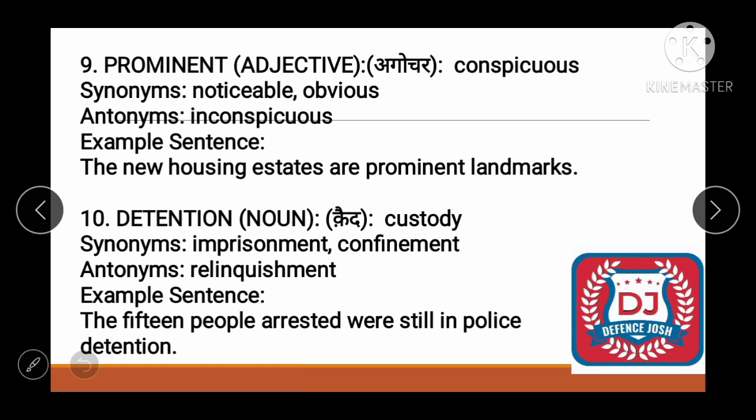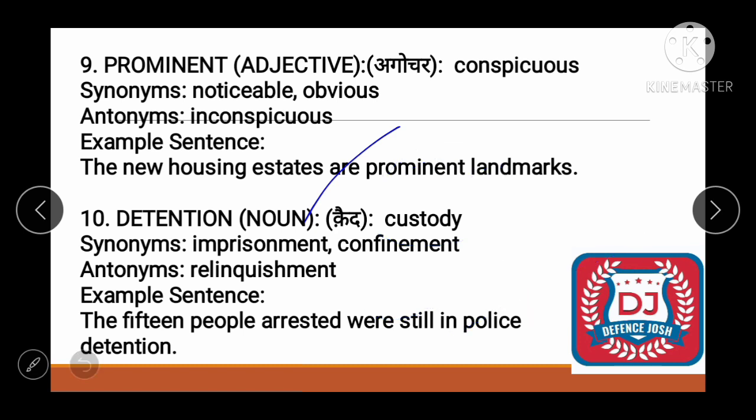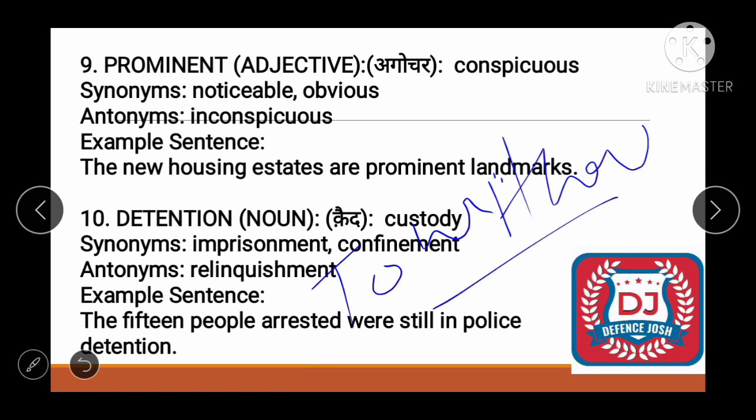Next one is detention. See, it's a noun which means custody. Alright. So imprisonment, okay. Then confinement. Alright. Confinement means confine. It is a word derived from the confine. Alright. Then opposite would be relinquishment. Alright. Relinquish means to withdraw. We can understand this like this: if someone is in jail, meaning imprisonment, then coming out of there is withdrawing. Alright. Just an association, nothing else.